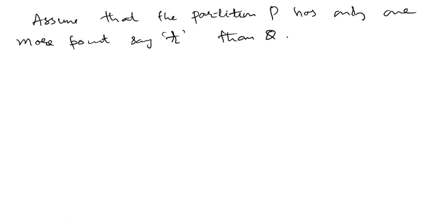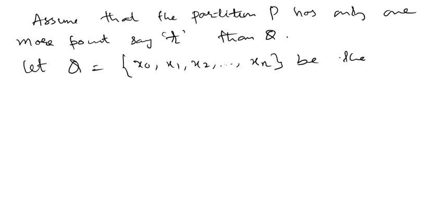Let's suppose that point is T. So this P is the given partition. Let Q be a fixed partition, Q equal to x0, x1, x2, and so on up to xn, be the partition of the interval AB. Now since P contains one more point than Q, that point may be somewhere in between.